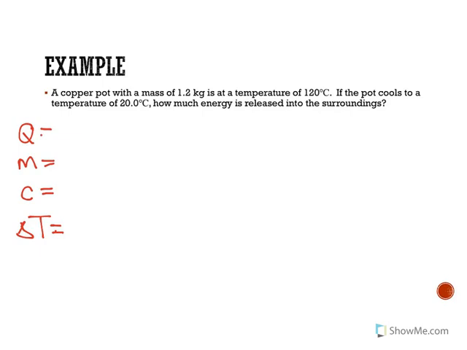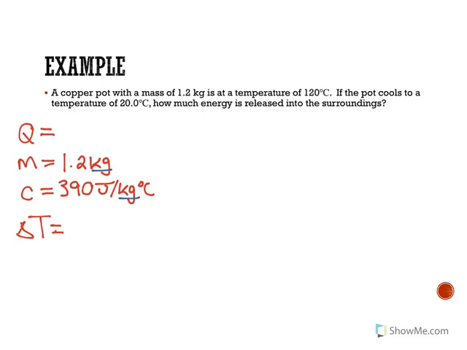So, if we take a look, a copper pot, that's telling us its specific heat capacity, which we look up, and copper is 390 joules per kilogram degrees Celsius, and it has a mass of 1.2 kilograms. If we take a look, our units are in kilograms, both our specific heat and our mass, so we're okay there. We don't need to adjust our units of our mass.